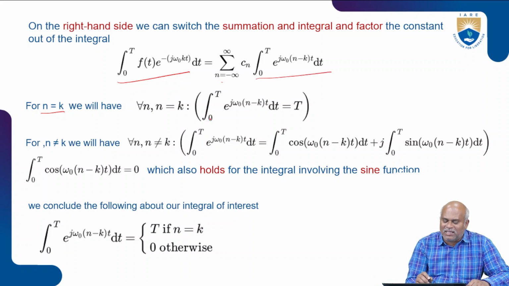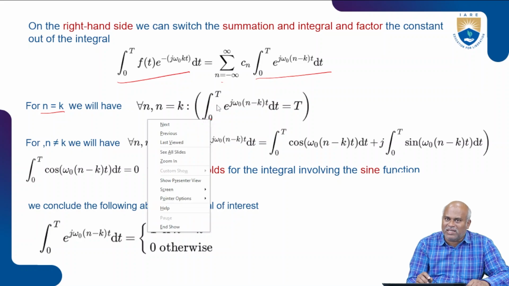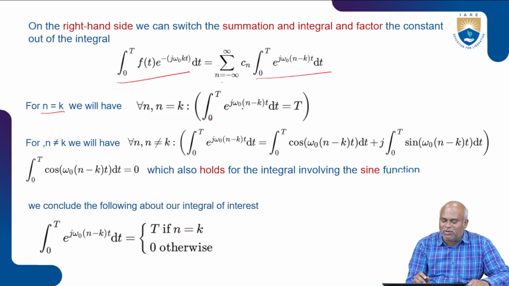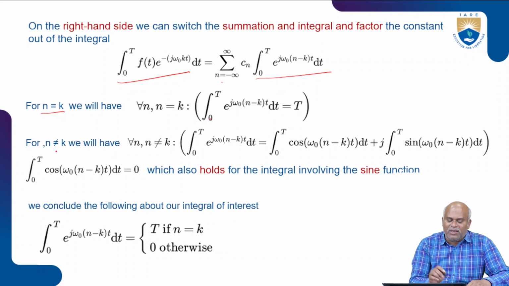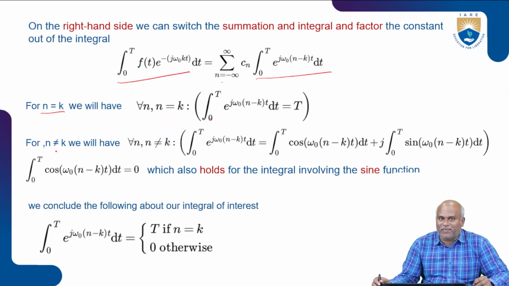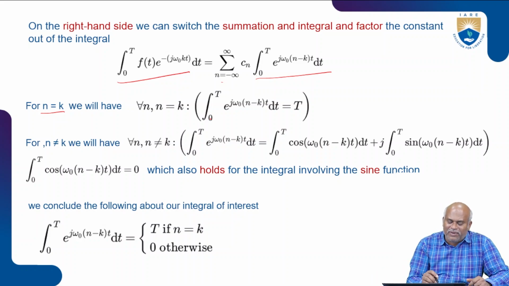That is, the integration of 0 to T, capital letter T, e power j omega 0 (n minus k) t dt is equal to T. Now, if n is not equal to k, we have the set of n not equal to k, then the integration of 0 to T, e power j omega 0 (n minus k) t dt.